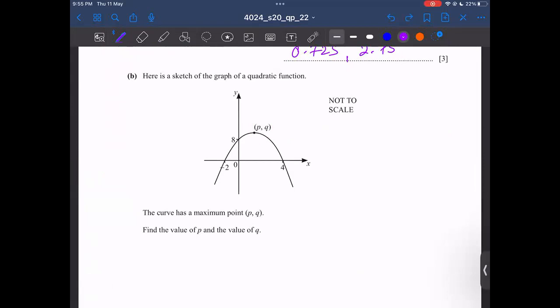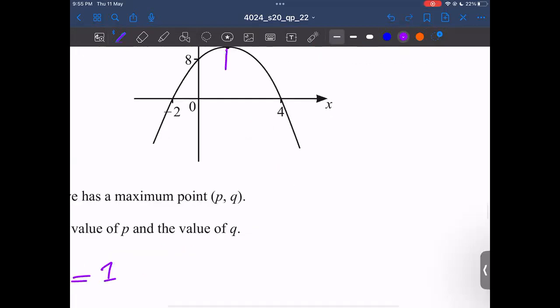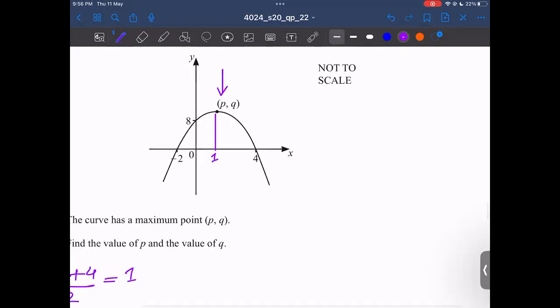Always remember the x coordinate of the maximum or minimum value is going to be the midpoint of the x-intercepts, like (-2 plus 4) upon 2. That is going to be the value of P. -2 plus 4 is 2, 2 upon 2 is 1. The value of P is going to be 1 here. The x value is going to be 1 here. So I got the value of P.